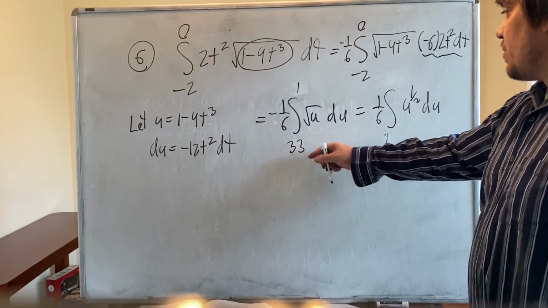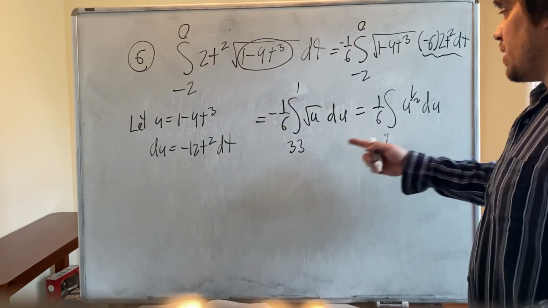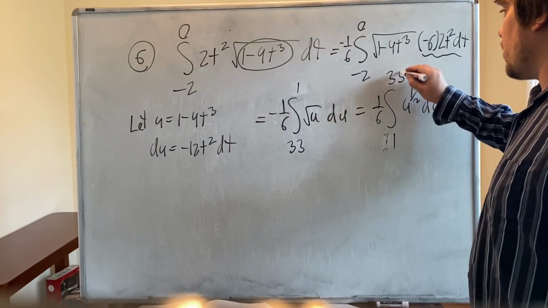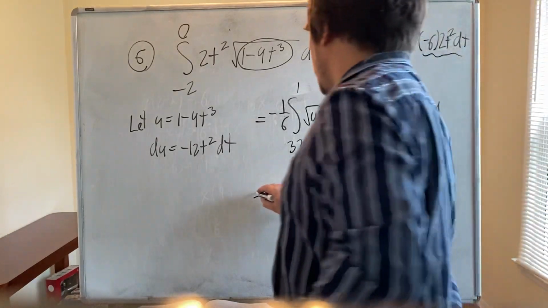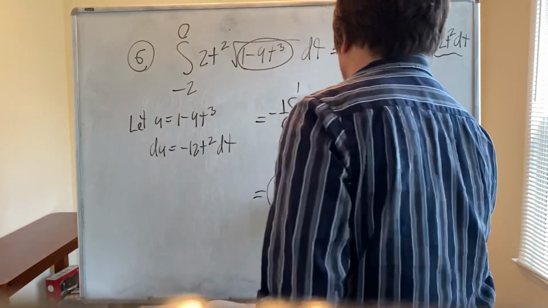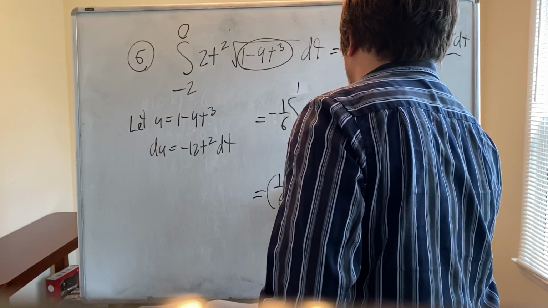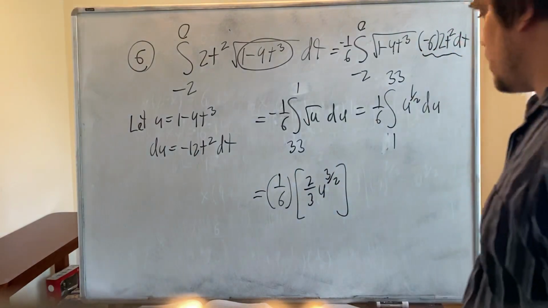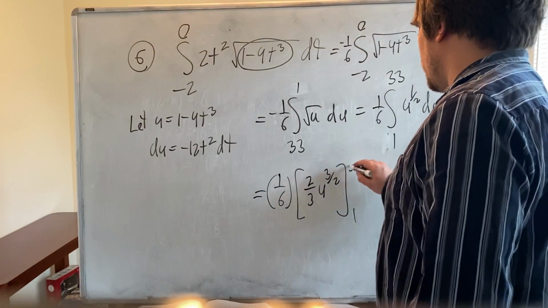So you switch the limits because you get rid of the negative sign. You go from 1 to 33. Now this is good. So this is equal to 1/6 times 2/3 u to the 3/2, which is an antiderivative of u to the 1/2, evaluated from 1 to 33.